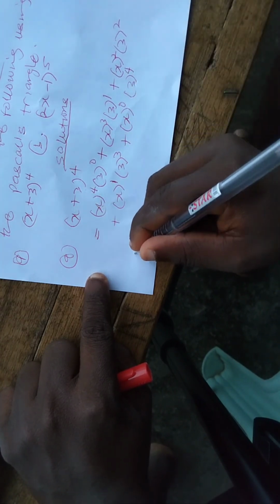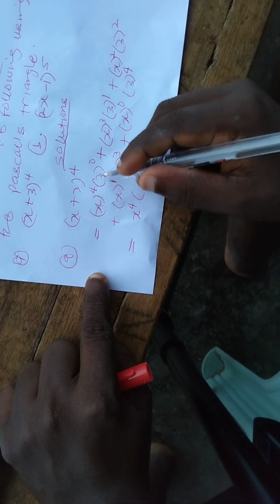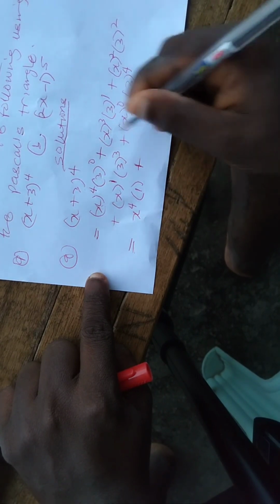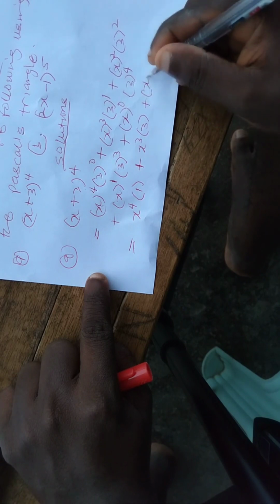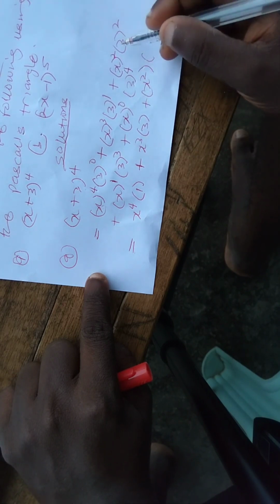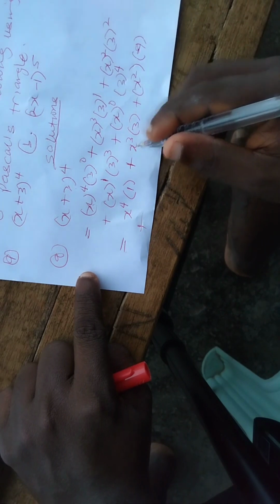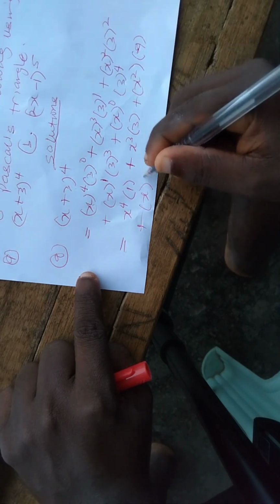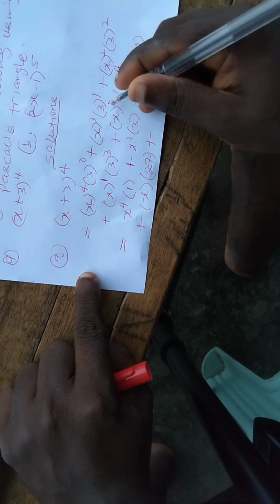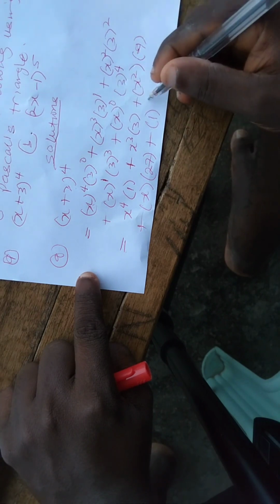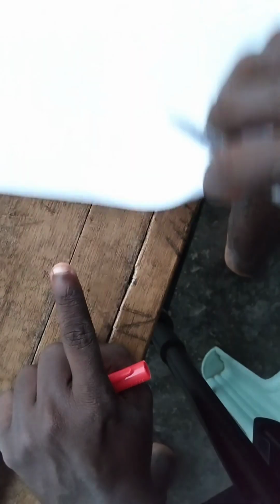So now we continue. x raised to power 4, 3 raised to power 0 is 1, plus x raised to power 3 into 3 raised to power 1, plus x raised to power 2 into 3 raised to power 2 is 9, 3 times 3 is 9, plus x raised to power 1 is x, 3 raised to power 3, 3 times 3 times 3 is 27, plus x raised to power 0 is 1, 3 raised to power 4, 3 times 3 times 3 times 3, which is 81. So we'll go to the next page.